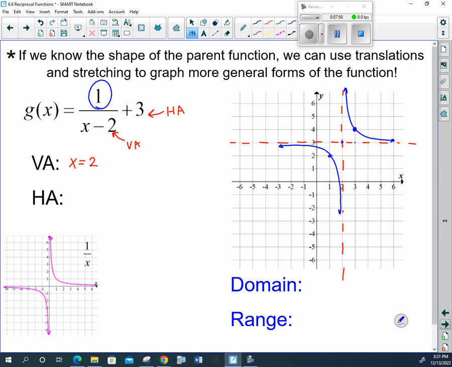So the domain is going to be all reals, and x cannot equal 2, taking out your vertical asymptote. And the range: our horizontal asymptote was at y equals 3. So that means the range is all reals, but y cannot equal 3.